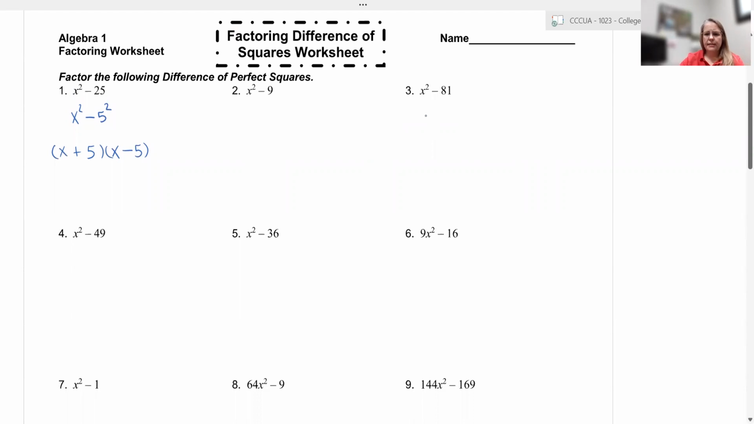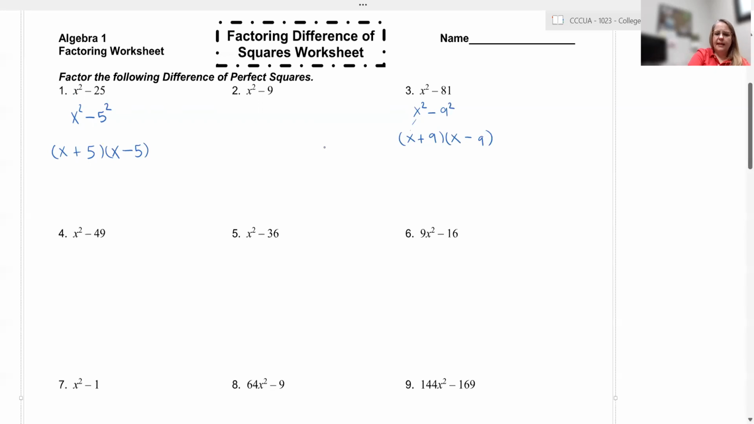I'll do one more just because. x squared minus 81. Write it as something squared minus something squared. Then bring down your two sets of parentheses and put a plus and minus down there. Put one of them here, one of them here, and then one of those here, and one of those here. And you're done. Oops, I got a little happy on my eraser.